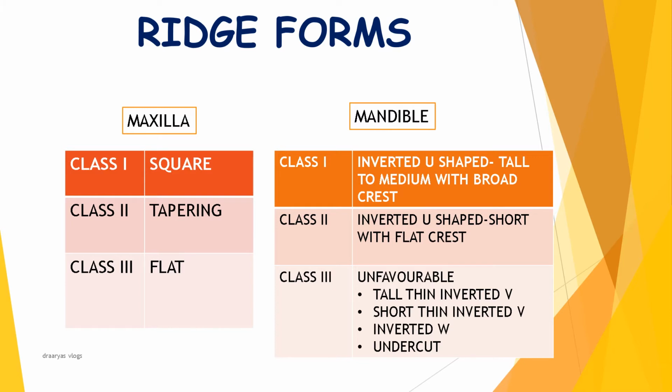Coming to ridge forms. In maxilla, class 1 is square, class 2 is tapering, class 3 is flat. And in mandible, class 1 is inverted U-shaped or tall to medium with broad crest. Class 2 is inverted U-shaped, short with flat crest, and class 3 is unfavorable. That is tall thin inverted V, short thin inverted V, inverted W and undercut.